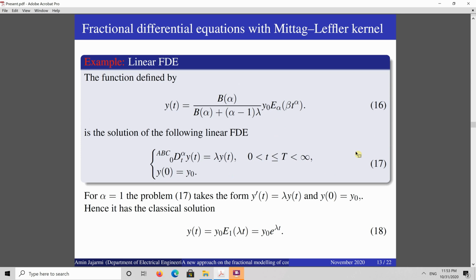As an example, please consider linear fractional differential equation 17. The function defined by equation 16 is the solution of this initial value problem. For alpha equal to 1, the problem 17 takes the form y' equal to lambda y. Hence, it has the classic solution as in equation 18.